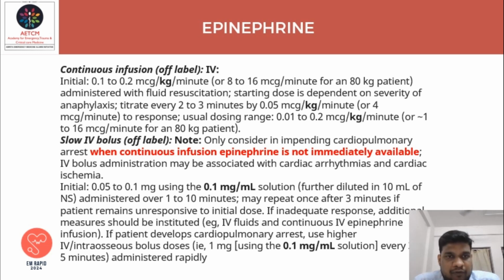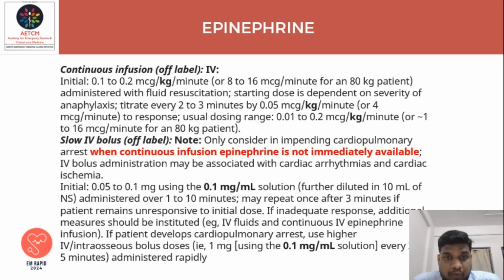Slow IV bolus should only be considered in impending cardiopulmonary arrest when continuous infusion of epinephrine is not immediately available. IV bolus administration may be associated with cardiac arrhythmias and cardiac ischemia. Initial dose is 0.05 to 0.1 mg using the 0.1 mg per ml solution.